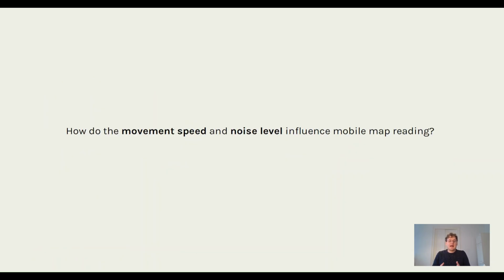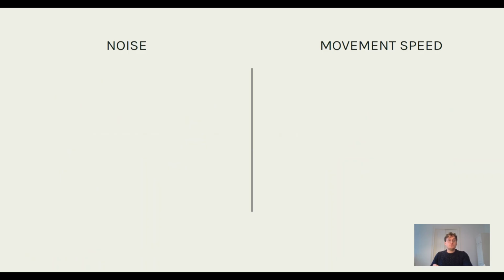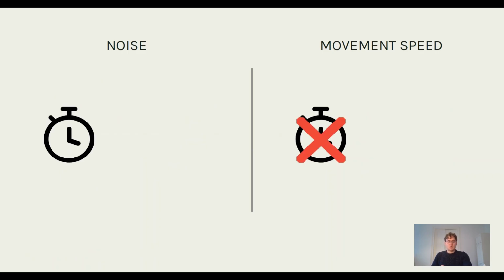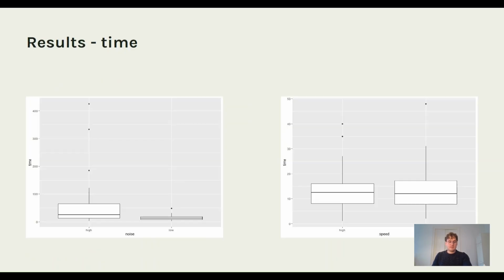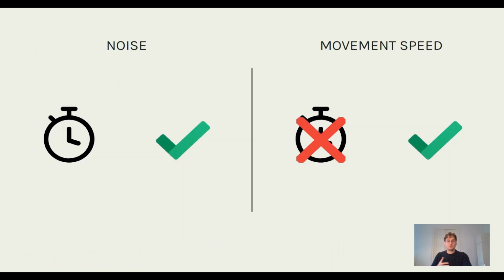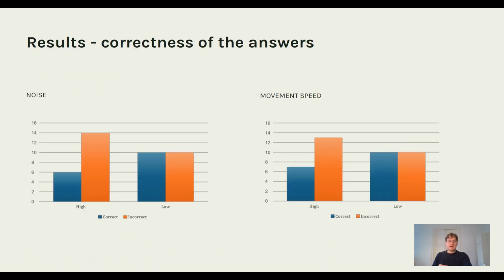But what can we actually learn from this research? How do movement speed and noise level influence mobile map reading? Well, as it turned out, users spent significantly more time solving map-related tasks while being exposed to high noise level, which proves its negative influence on mobile map reading, as can be seen on the box plot on the left side. On the other hand, the analysis of the results also indicates that the correctness of the answers was negatively influenced by both contextual factors, which means that users tend to make more mistakes while being exposed to higher noise or while moving faster.